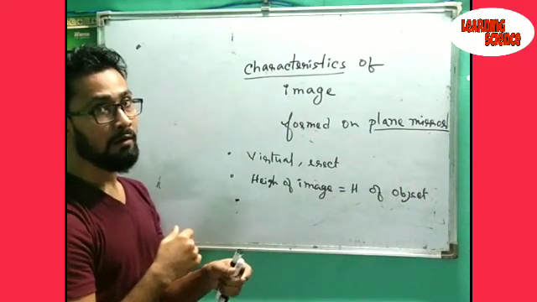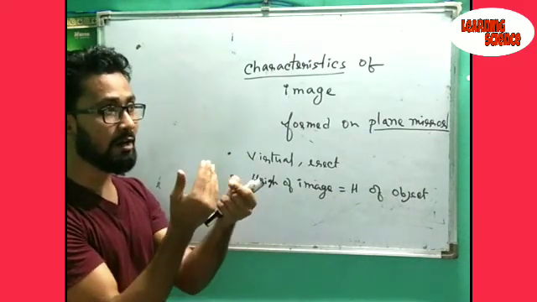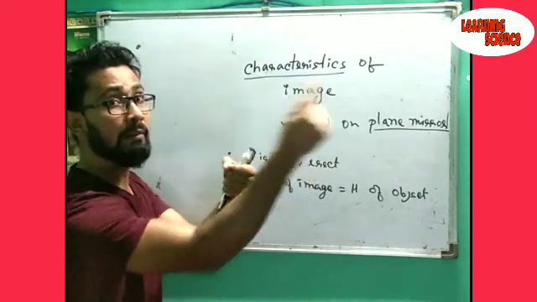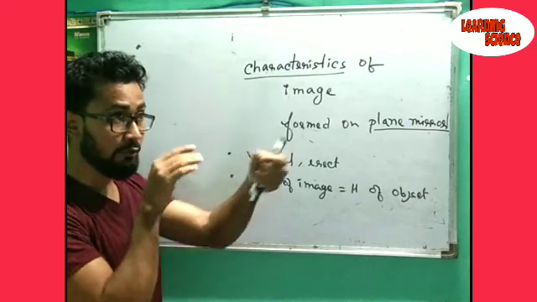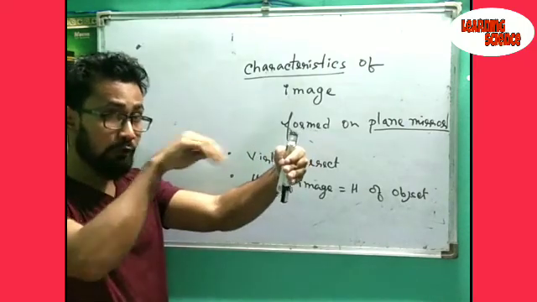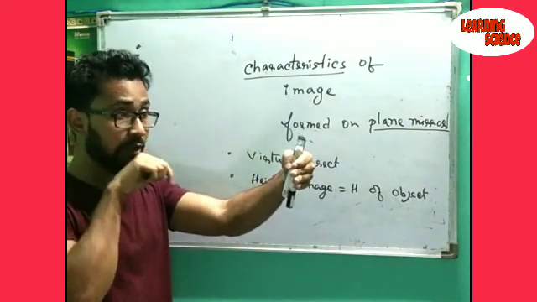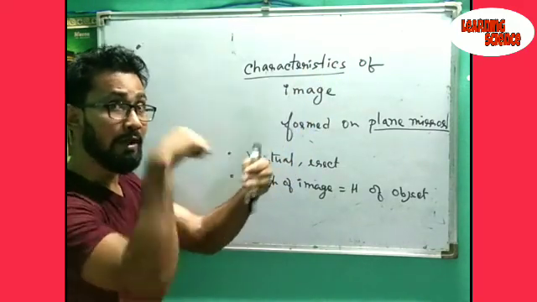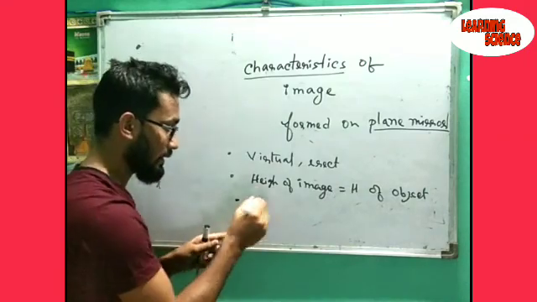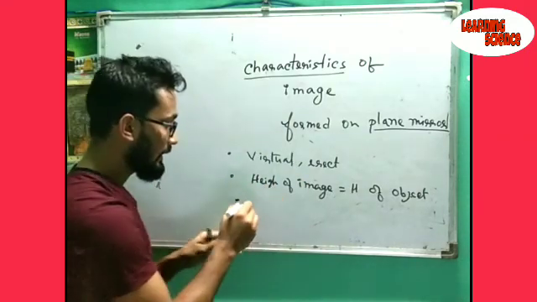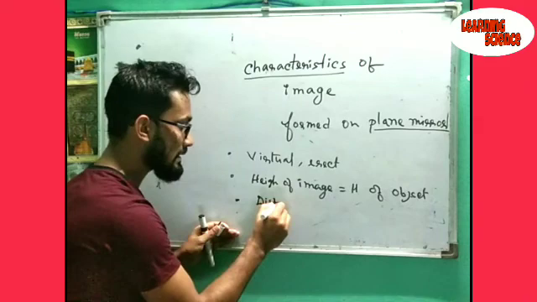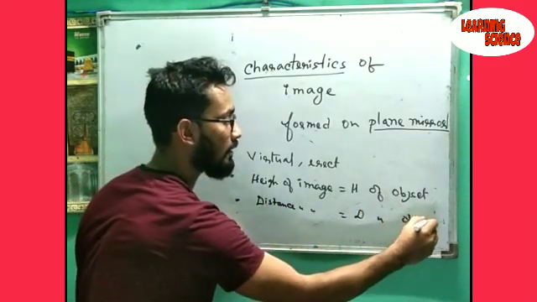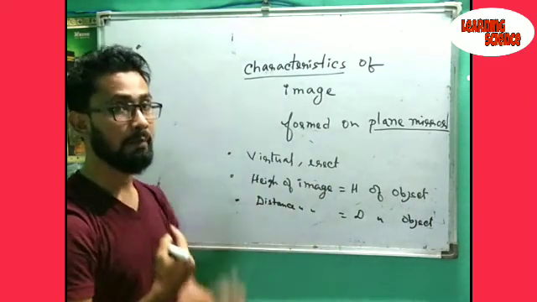Clear? Suppose you are standing 2 meter in front of the mirror, your image will form 2 meter behind the mirror. So from this we can say that the distance of image is equal to the distance of object from the mirror.